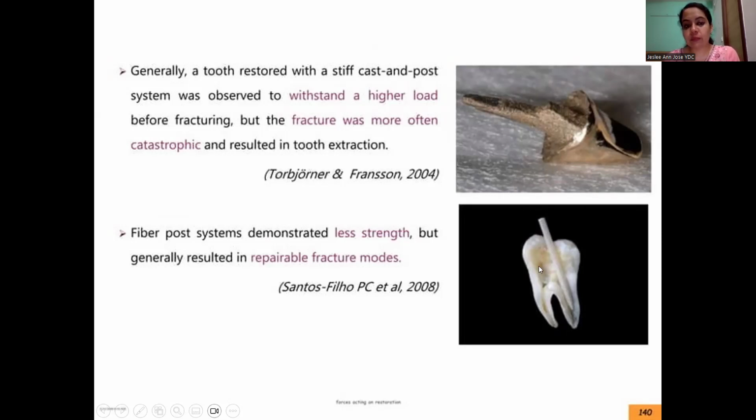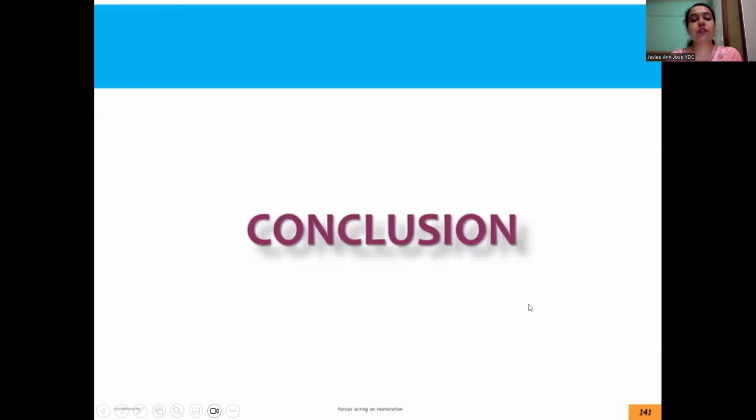But when it comes to fiber posts, that is in this picture, they demonstrated lesser strength, but they gave more repairable fracture modes. So with this, I would like to conclude by saying that occlusion plays a very important role in the longevity of the restorations that we do, in the functional movements of the teeth, and in functional aspects like mastication, TMJ disorders, and everything.